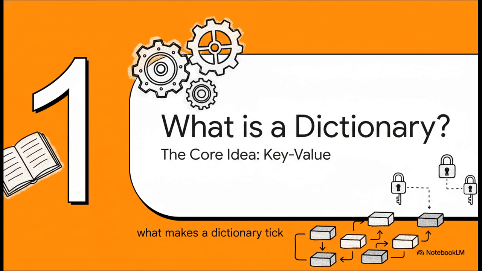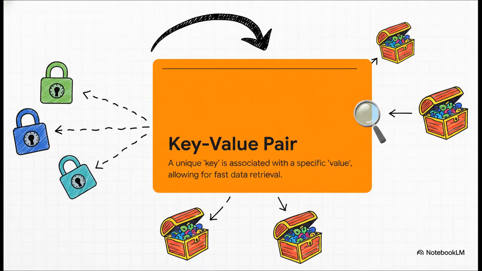What makes a dictionary a dictionary? Well, it all comes down to one simple, powerful concept. And that is the key-value pair. Every single piece of information, what we call a value, is tied to a unique label, the key. That direct connection is the secret to why they're so fast. And remember this part, it's super important. Every key has to be unique.